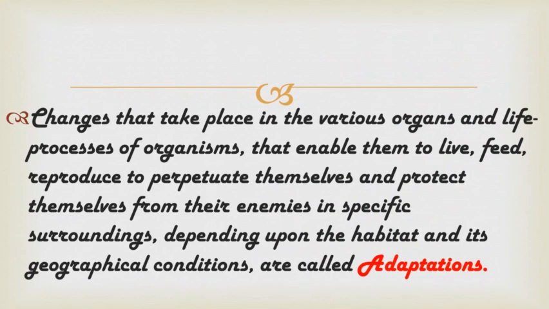So the changes that take place in the various organs and life processes of organisms that enable them to live, feed, reproduce, perpetuate themselves and protect themselves from their enemies in specific surroundings, depending upon the habitat and its geographical conditions, are called adaptation. So students, adaptation is not a sudden process. It is gradual and continuous. That means it is a slow process. And differences in the structure and appearance of present-day animals and animals of thousands of years ago are adaptations that occurred according to prevailing conditions. So it is our duty to conserve our diversity.